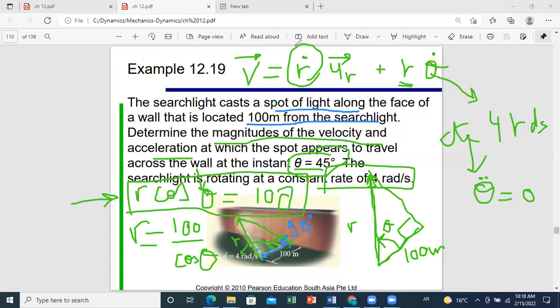So all I have to do is to replace theta by 45 and then get r at 45 degrees. The challenge is only with this term, which is r dot. How can I obtain the term r dot? What should I do?